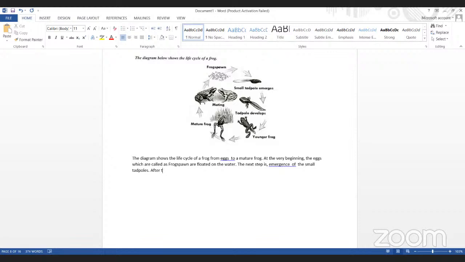After the second stage, the third stage, right, after the second stage, the tadpoles are developed to a stage where a small tail, right, a small tail and what? And legs. Right, legs also come. That is also shown there.